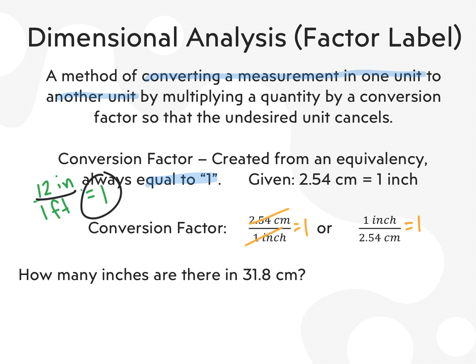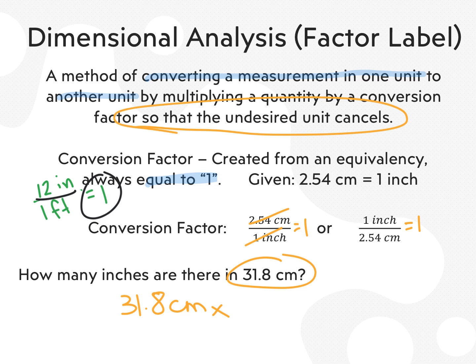So if I wanted to use one of those conversion factors, say how many inches are there in 31.8 centimeters, I'm going to start with the number that I know, 31.8 centimeters. And I'm going to multiply that by one of these conversion factors so that the undesired unit cancels. Since I have centimeters to start with, I'm going to put centimeters on the bottom to get it to cancel, and I am looking for inches. But in order for this dimensional analysis to work, I need to put equivalent numbers on the top and the bottom. So say 1 inch is 2.54 centimeters.